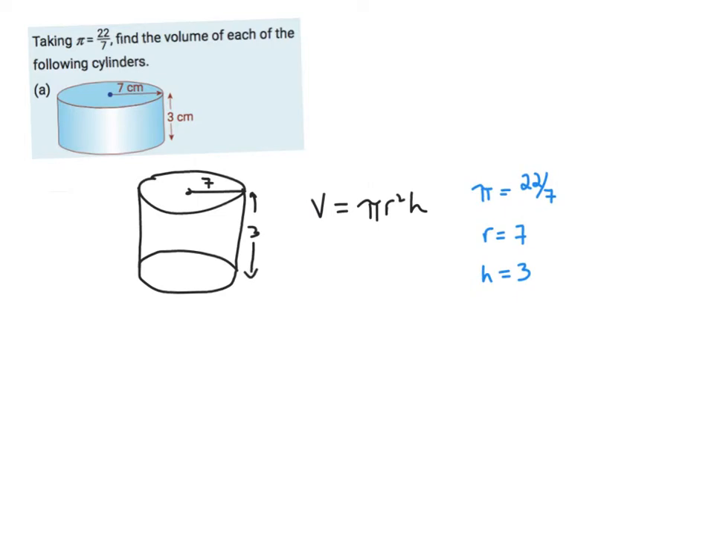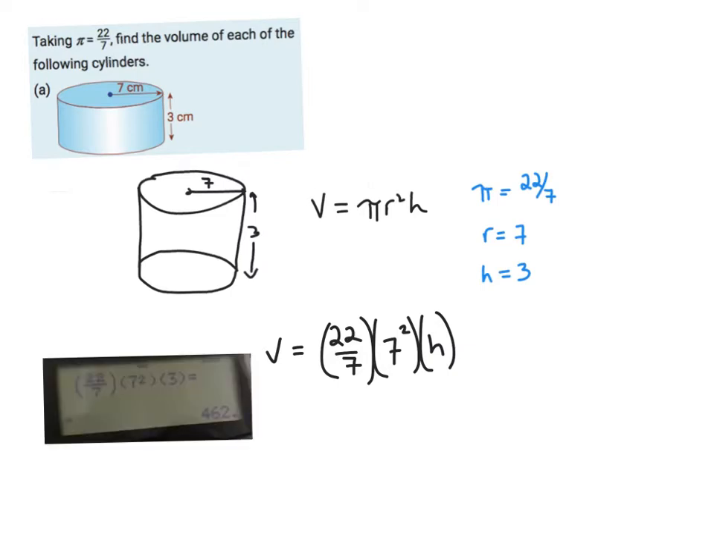So here we have V is equal to 22 over 7 times r squared, which is 7 squared, times h. So we put it into our calculator exactly like that. And so when we press equals on our calculator, it gives us an answer of 462. And all of these were in centimeters, so volume is 3 dimensions. So it's centimeters cubed or centimeters to the power of 3. Okay, so that's the first kind of basic volume question. So let's look at some other examples now.